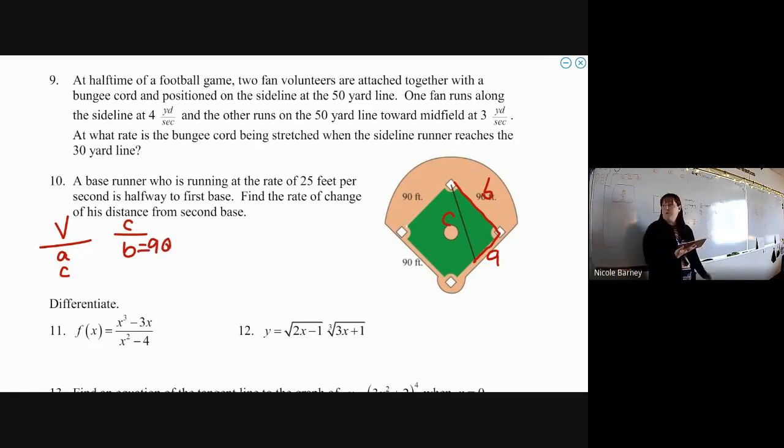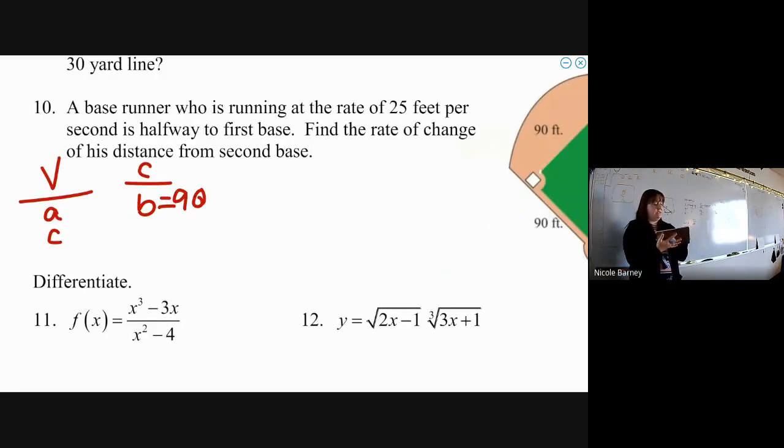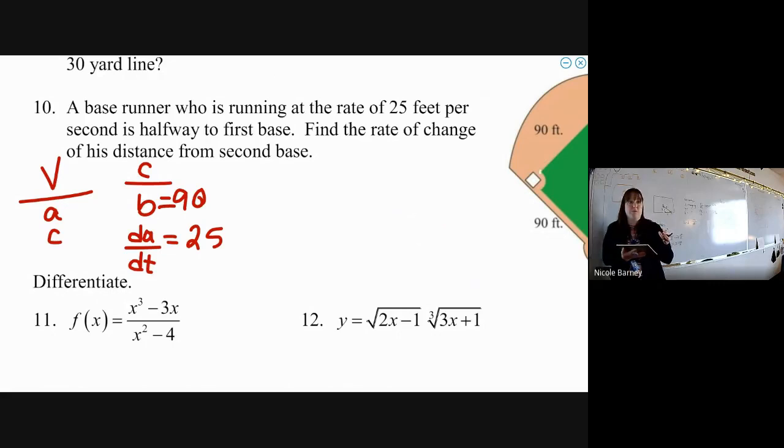Okay, and then let's talk about our rates of change. Are any of our rates of change constant? All of them are, except for the C. So he's running at a rate of change of 25 feet per second. So dA/dt is also constant at 25. dB/dt: there is no change, because B is not changing. So when you do the derivative, it's 0, right? Because it's not changing, we put B in as a number instead of as a variable.